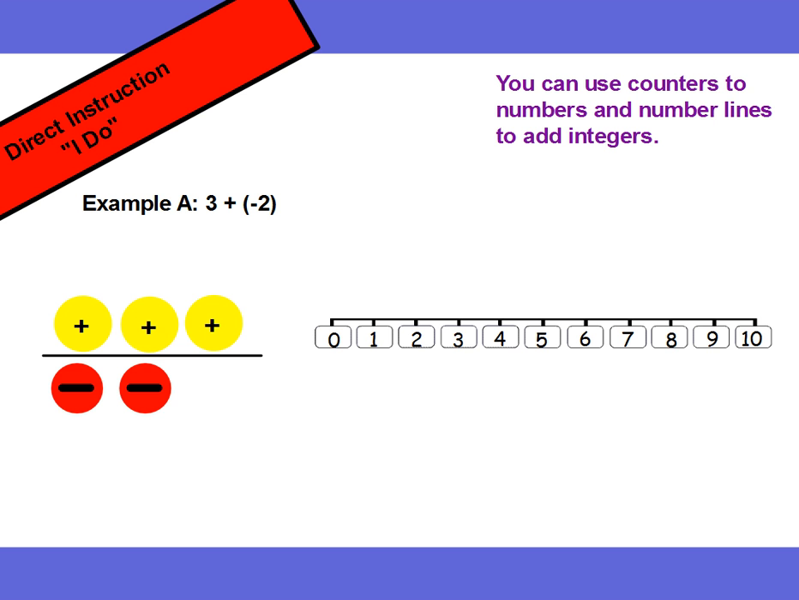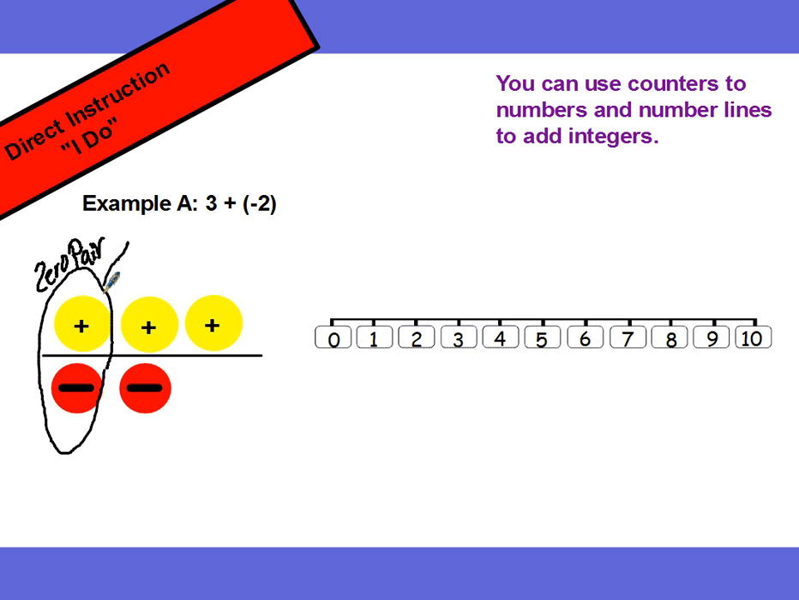Now I've got my counters up here again. We've got, remember, yellow is positive and red is negative. And our example problem is 3 plus -2. So I have 3 positive counters and 2 negative counters. We discussed before that 1 negative and 1 positive equals something called a 0 pair. It equals 0. So I'll just write this up here, 0 pair.